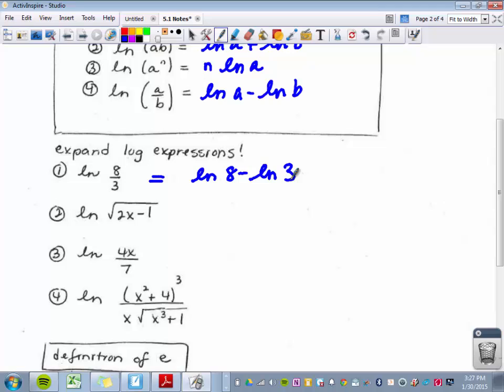Next one. I'm not sure about this. We got this square root here. Isn't that the same as to the 1/2 power? Okay. So can we bring that 1/2 to the front? Obviously, you can think faster than I can write. Yep. So 1/2 natural log of 2x minus 1.